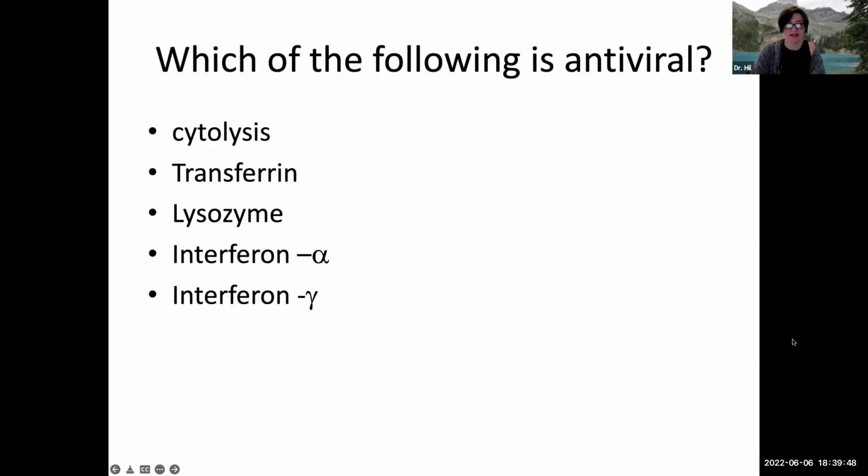That's right, Kelly. The target of lysozyme is peptidoglycan, which is present in bacterial cell walls, a structure that viruses do not have. Okay, what about interferon alpha? Antiviral, yes or no?